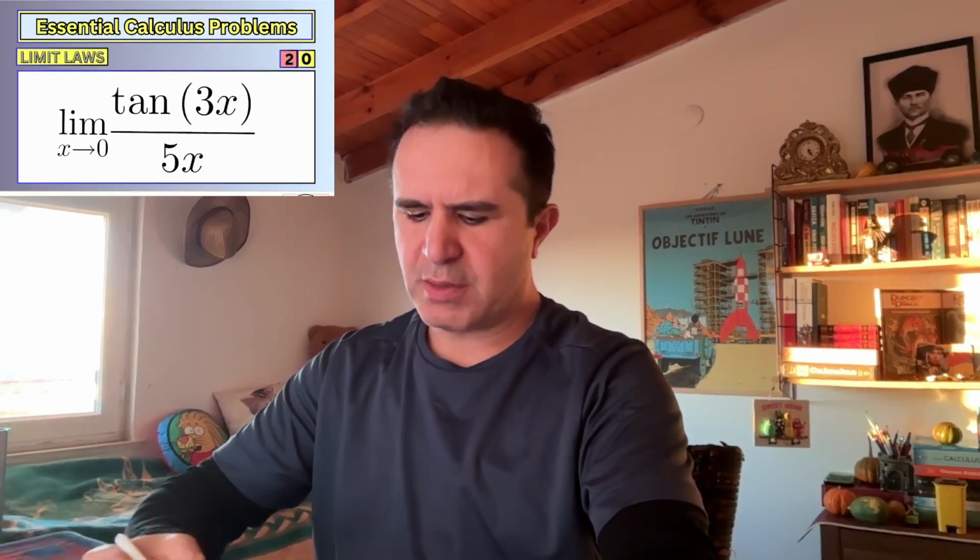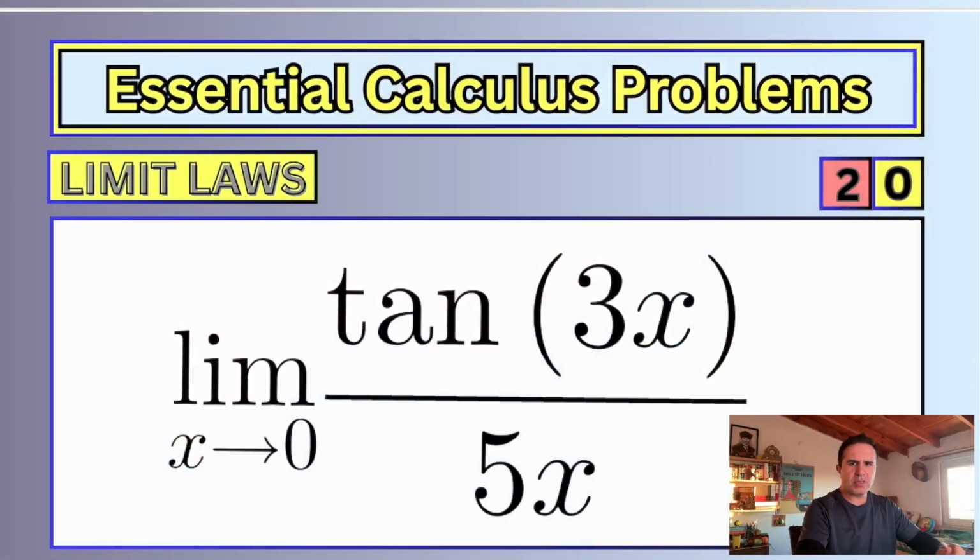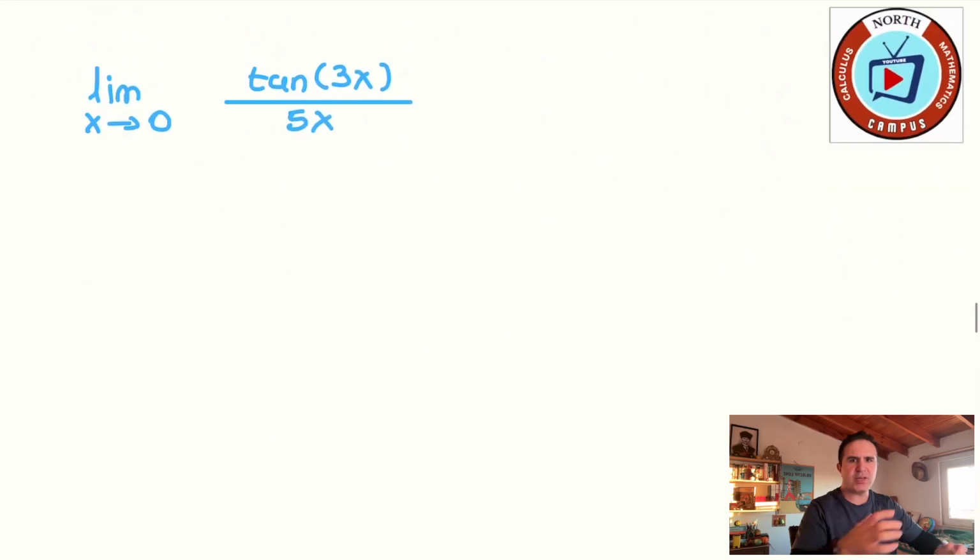Hello, in this lecture of the essential calculus problems, I will solve the limit as x approaches 0 of tangent 3x divided by 5x. To solve this problem, let's start by checking whether direct substitution works here.